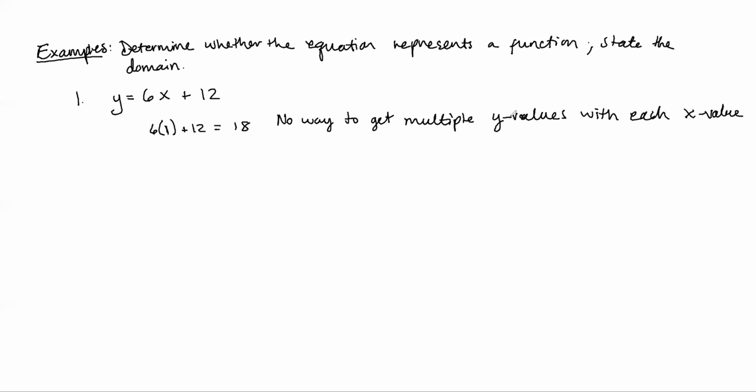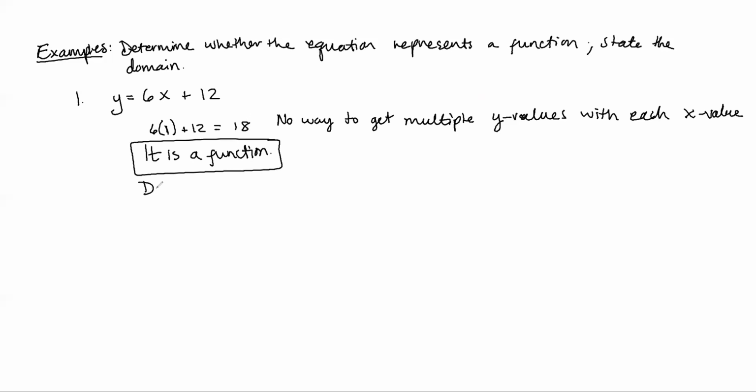Because of the way multiplication works, because we're doing 6 times x, multiplication is only ever going to give you one answer. If it gave us two answers, then order of operations would be a lot messier because we would have multiple answers all over the place. But when we take a number, multiply it by 6 and add 12, we can only get one answer. We can't get 18 and negative 18. We can't get two different numbers. So this one is a function, and all of these will be.